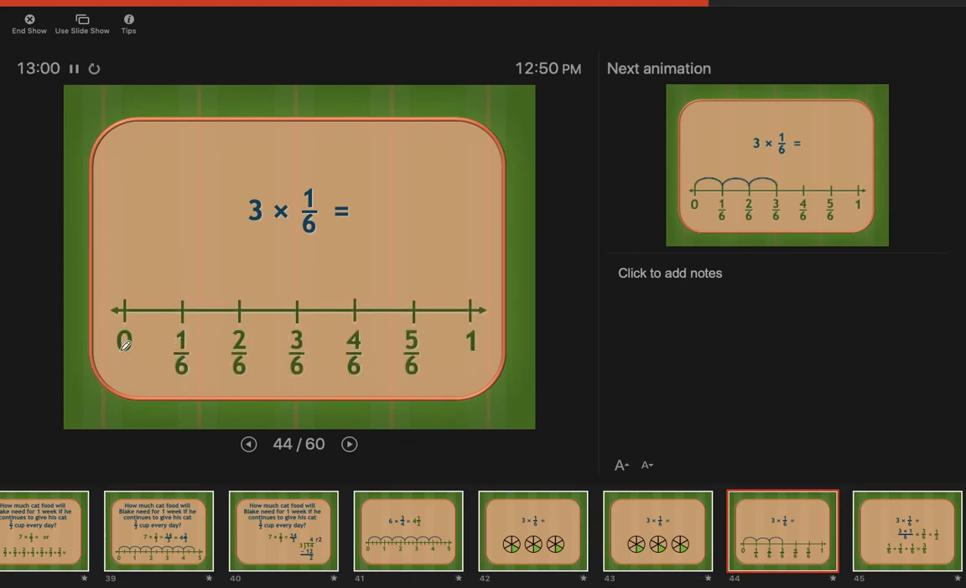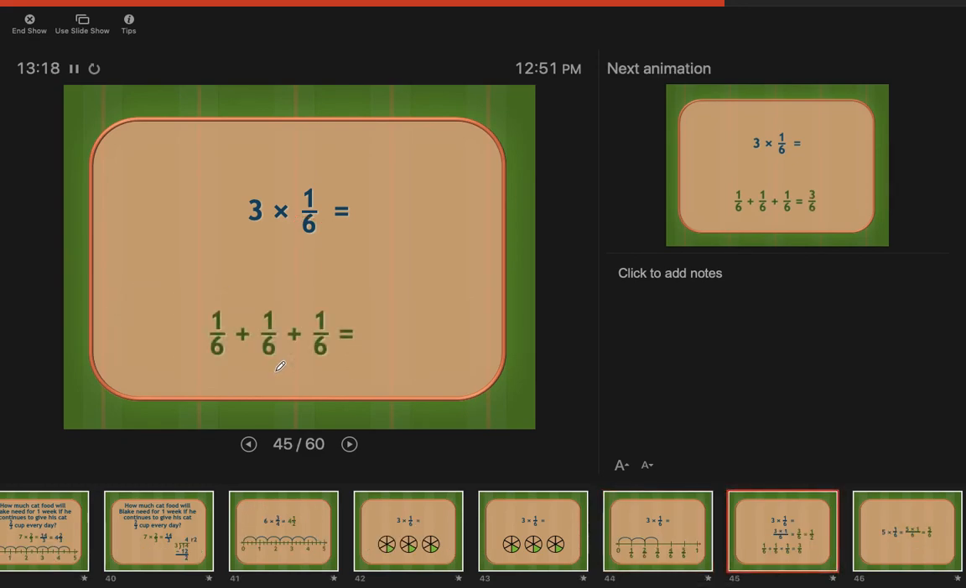Well, notice from 0 to 1, I have broken up my whole into 6 pieces because 6 is my denominator. If I need 3 bounces of 1/6, start at 0. Where am I at? I'm at 3/6. These are just different ways to solve multiplying a whole number by a fraction.